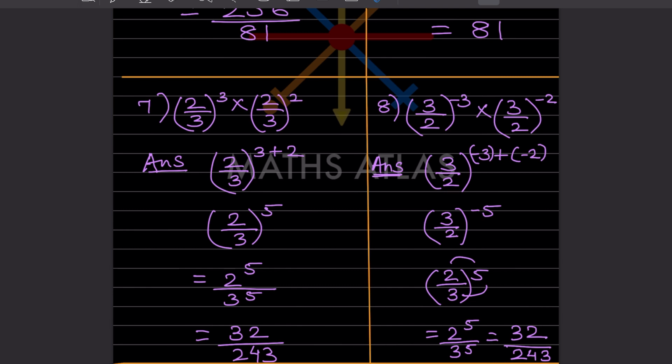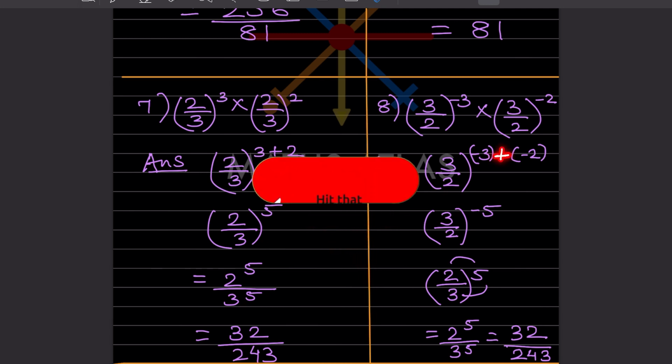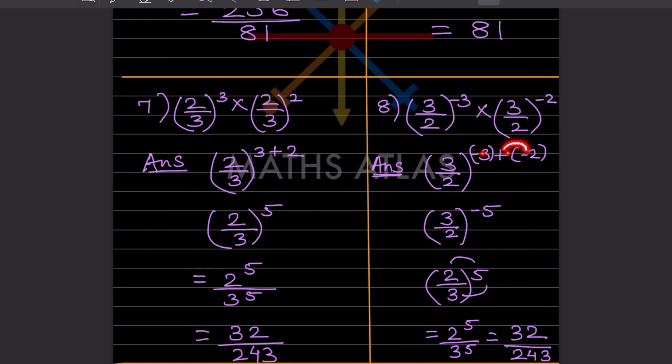Now again, look at here. You don't have to worry, the base is the same, only the exponents are changing. So you are going to use the same formula: a raised to m into a raised to n is a raised to m plus n. So here what are you going to do? m plus n. I wrote plus here because that is in the formula, but that is not going to change here because minus 3 plus minus 2 is going to be minus 5.